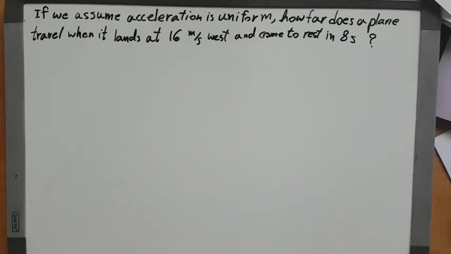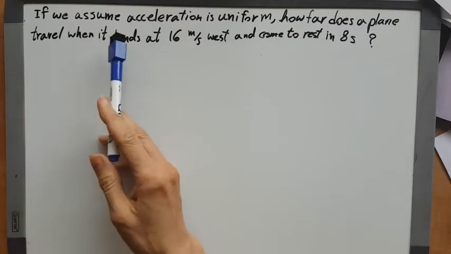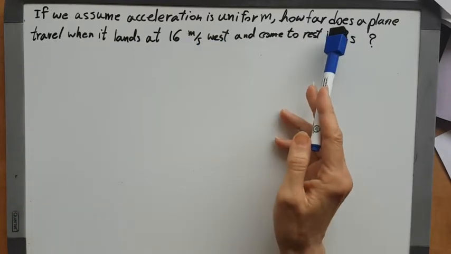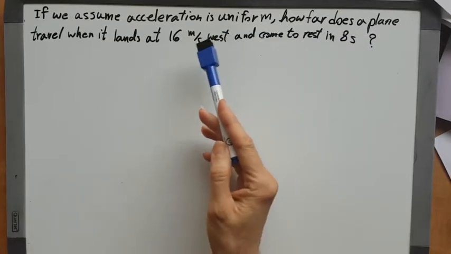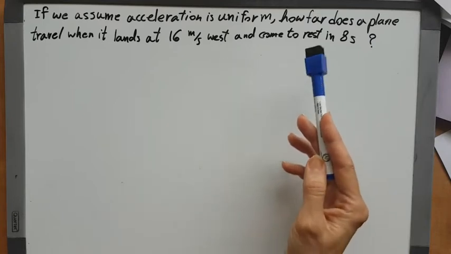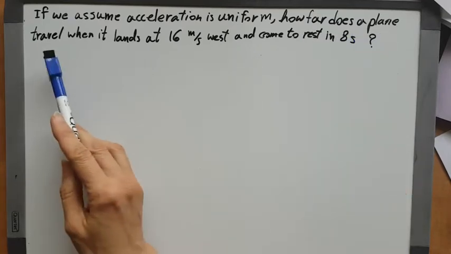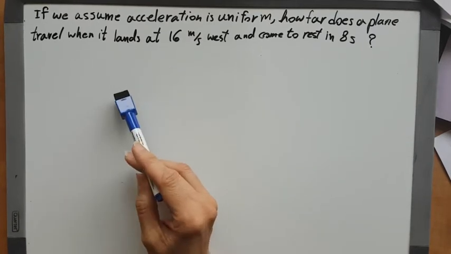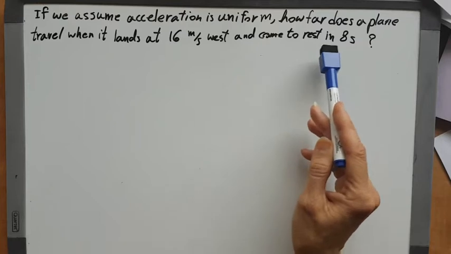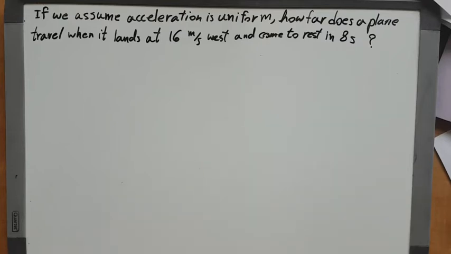Okay, try to read this. Pause the video and solve it on your own. If we assume acceleration is uniform, how far... uniform means acceleration is constant, so we have only one A, it doesn't change. How far does a plane travel when it lands at 16 meters per second west and comes to rest in 8 seconds? Now pause it and try to solve it on your own.